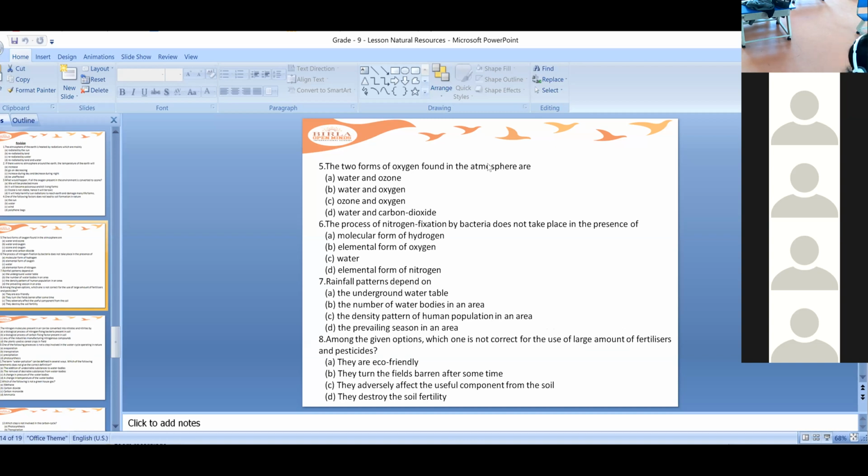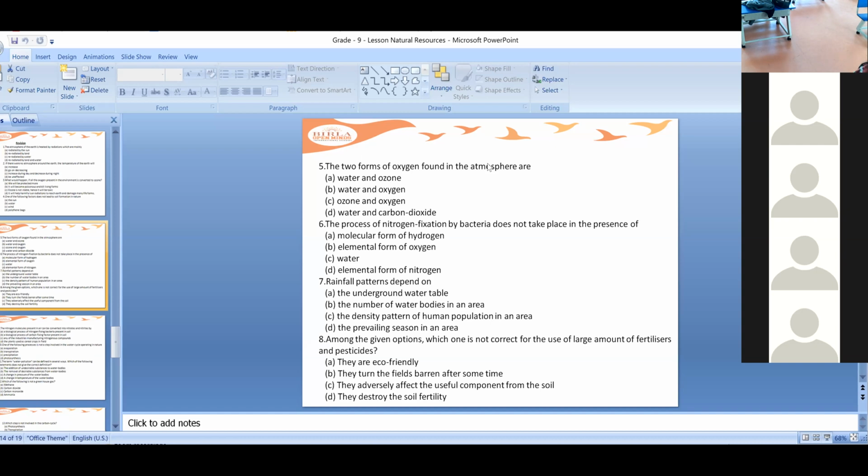The two forms of oxygen found in the atmosphere are either water and ozone, water and oxygen, ozone and oxygen, or water and carbon dioxide. In which form can we find oxygen in the atmosphere? Oxygen and ozone, ma'am. Yes, good. Ozone and oxygen. Okay, and now coming to the sixth one.